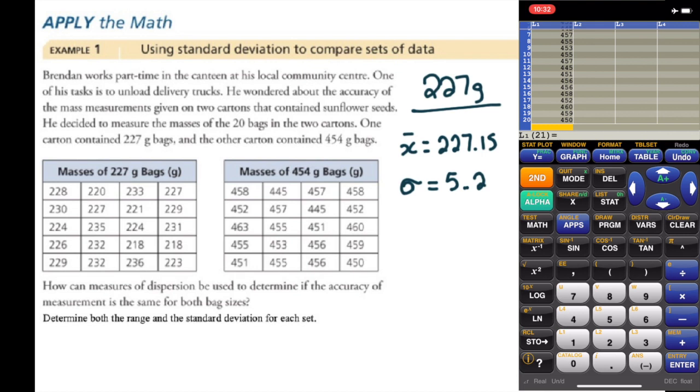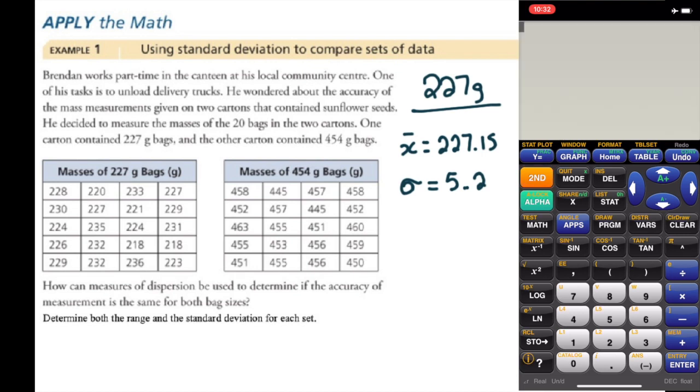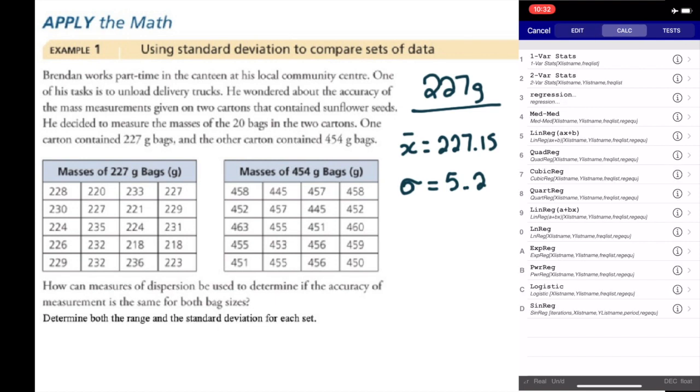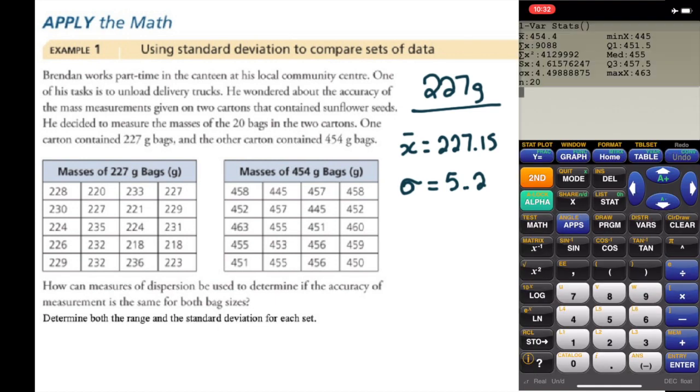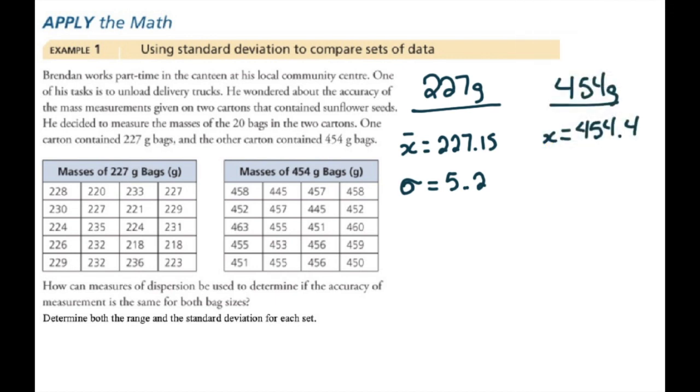One way to find out, now we have the data entered, we'll quit out, go to the calculate side, option 1. And for the 454 gram bags, mean is 454.4, so again, slightly above what it's stated, but not a whole lot. Standard deviation, though, is actually less, 4.5. So these 454 gram bags are actually more consistent in their mass than the 227s.